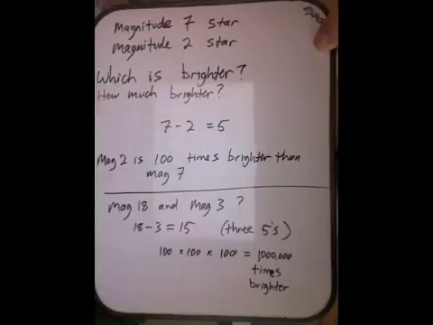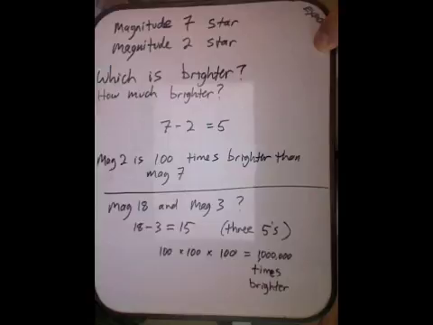Magnitude 18 and magnitude 3, how would they compare? Well, the magnitude 3 star would be brighter. 18 minus 3 is 15, which is 3 5s. So it's not just 100 times brighter, that magnitude 3 star. It's 100, 100, 100 times brighter, and 100 times 100 times 100 is 1,000,000. So that's how these work.